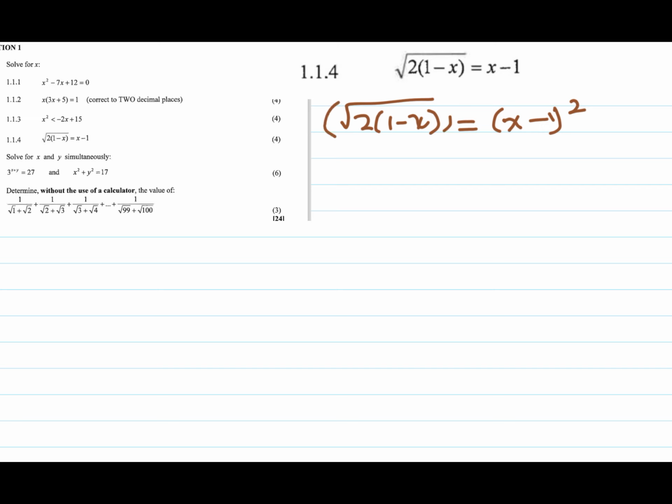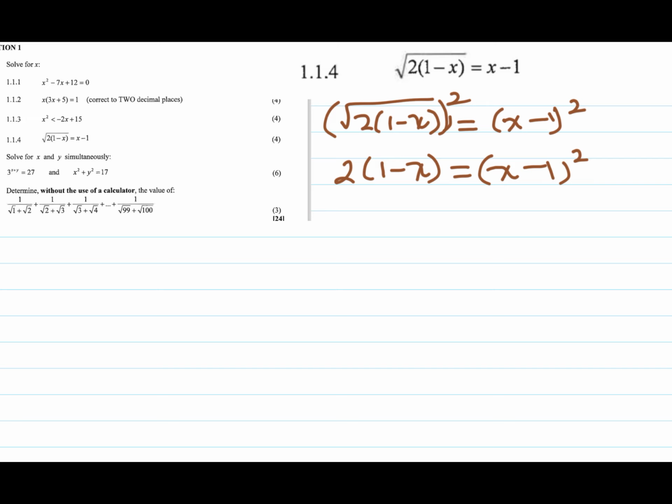So you make a bracket, and then you square both sides. It's important that you make a bracket and then square. Don't square them individually. So on the left hand side, the square root is going to disappear. So all we'll have left is 2 bracket 1 minus x is equal to x minus 1 squared. Now we simplify and then we get the answer.